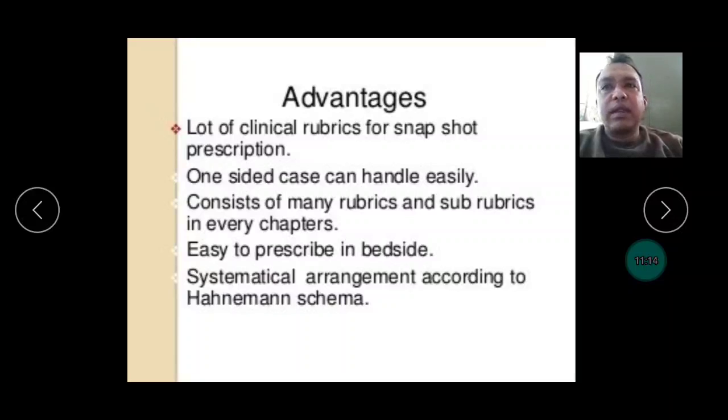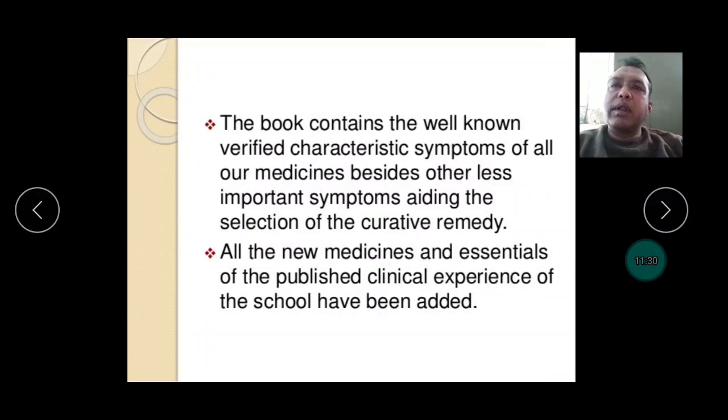First of all, it is again a clinical repertory. It has a lot of clinical rubrics for snapshot prescription. One-sided disease can be handled easily. It consists of many rubrics and subrubrics in every chapter, easy to prescribe, with systematic arrangement according to Hahnemann's schema. This book contains well-known verified characteristic symptoms of all medicines besides other less important symptoms, aiding the selection of the curative remedy. All the new medicines and essential published clinical experience of the school have been added in this book.